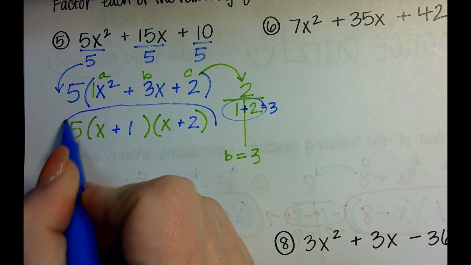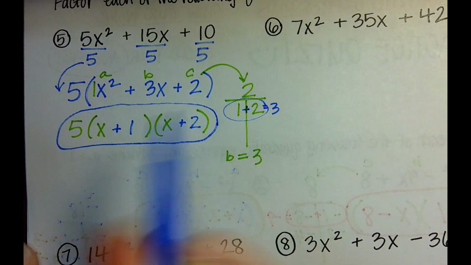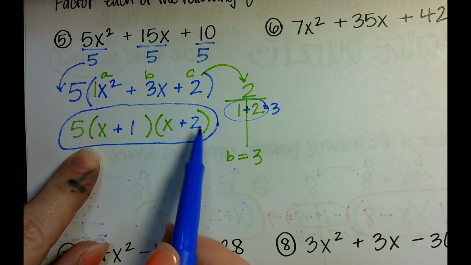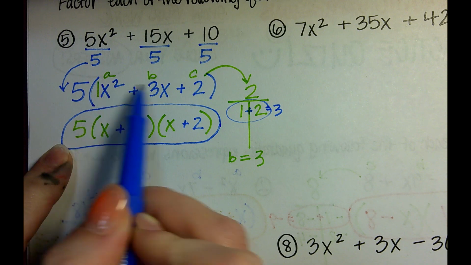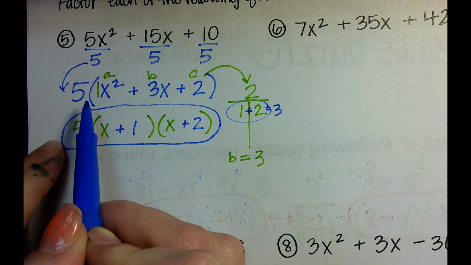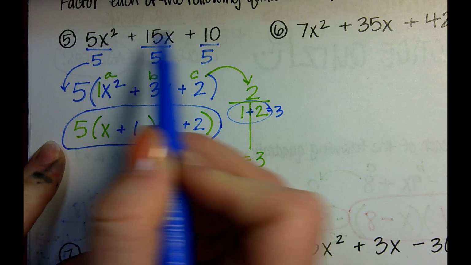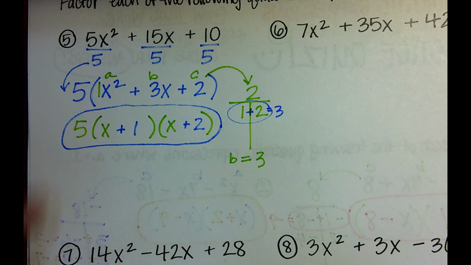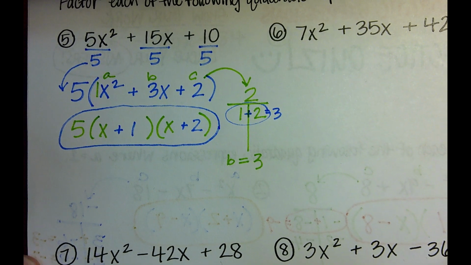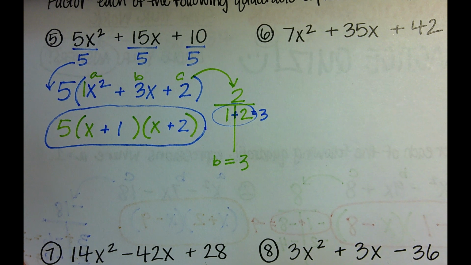With the 5 on the outside, yes. To show that whenever I do x plus 1 times x plus 2, I'm getting this answer, x squared plus 3x plus 2. If I take it times 5 again, I get back to my original problem. That makes sense to everybody? Okay. Any questions on number 5?